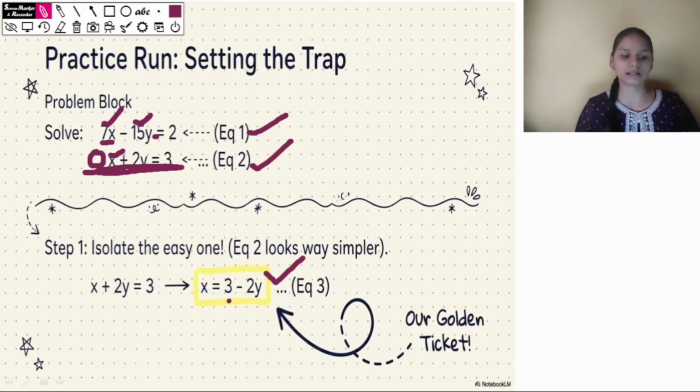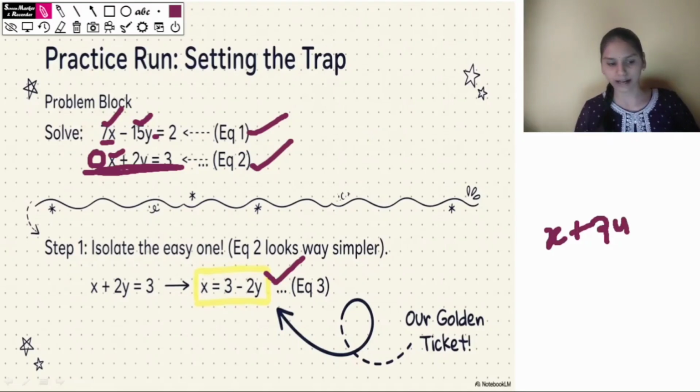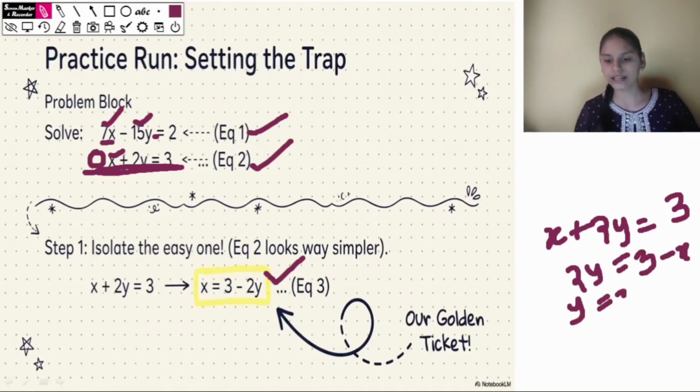Here x seems very easy. Why not y? If you write it in terms of y, it looks like this: x plus 2y is equal to 3. Okay, this is what you have. Now if you write it in terms of y, it looks something like this: 2y is equal to 3 minus x, and then y is equal to (3 minus x) by 2.